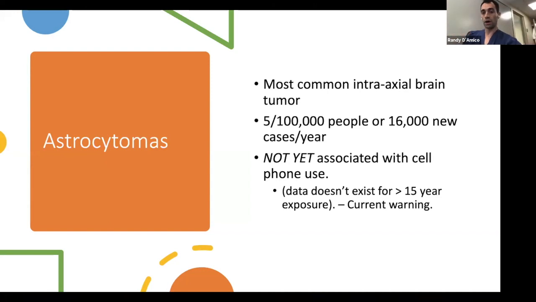And these things are ultimately rare. You know, 5 in 100,000 people, or about 16,000 cases a year. And that's total astrocytomas, including malignant tumors as well. And I just put this in there because I think it matters to some people. It's not yet associated with cell phone use, so don't freak out too much. But the truth is that we don't have the data for people with longer than 15, 20 year exposure. So that'll be important information down the road. People have now issued a warning, and that's it. But don't freak out.